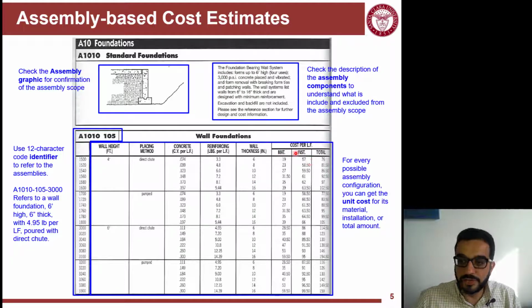So they detail it by material, and then installation, meaning labor and equipment, and then total cost. So pretty simple. In some pages, you'll find a much simpler classification of elements under this assembly. This one is considering multiple factors.